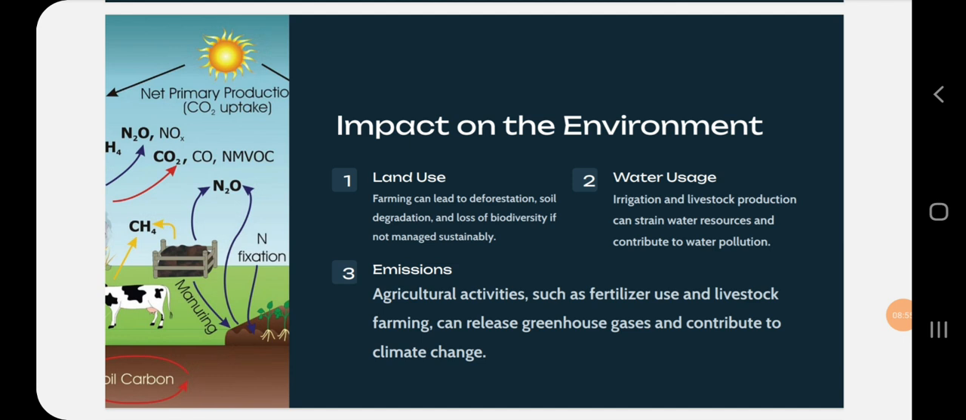Impact on the environment. Land use. Farming can lead to deforestation, soil degradation, and loss of biodiversity if not managed sustainably. Water usage. Irrigation and livestock production can strain water resources and contribute to water pollution. Emissions. Agriculture activities such as fertilizer use and livestock farming can release greenhouse gases and contribute to climate change.